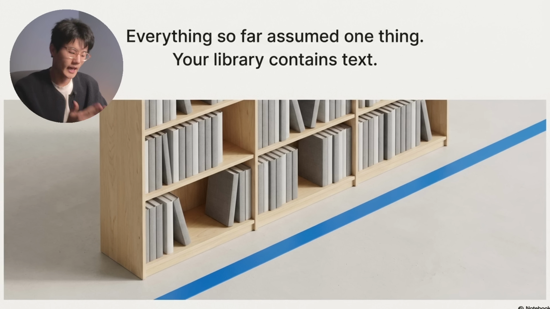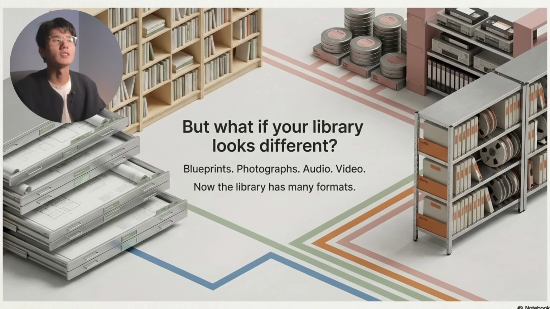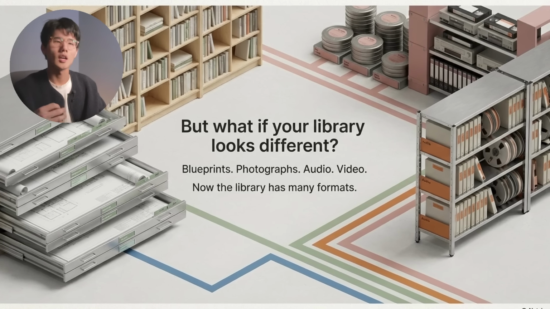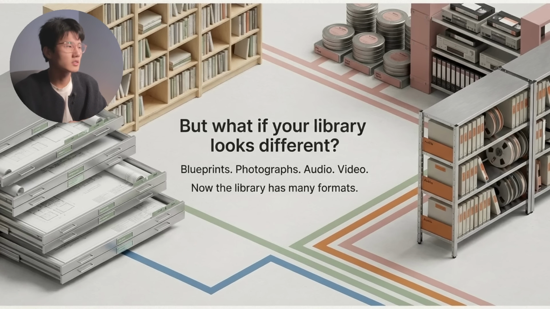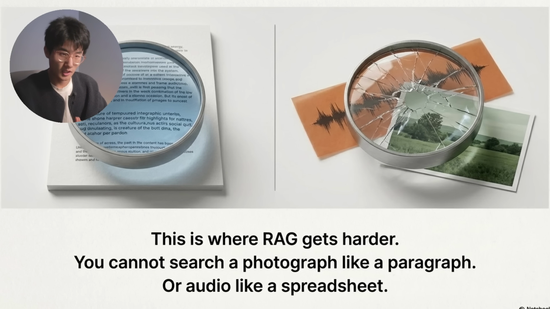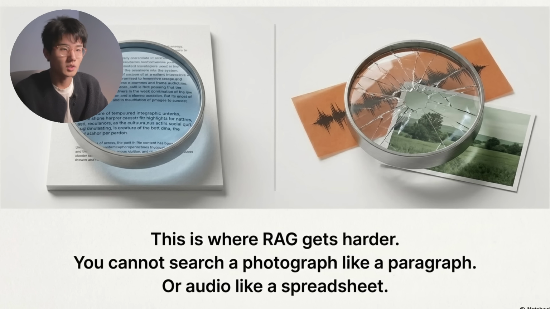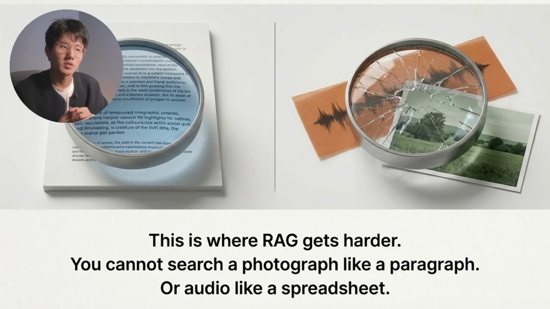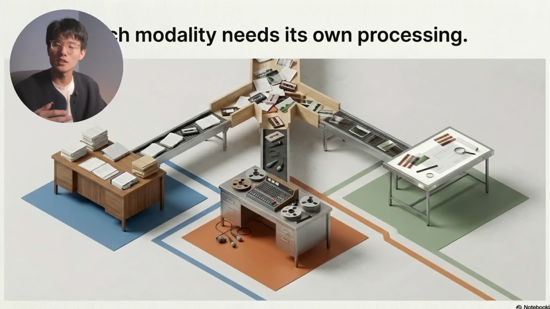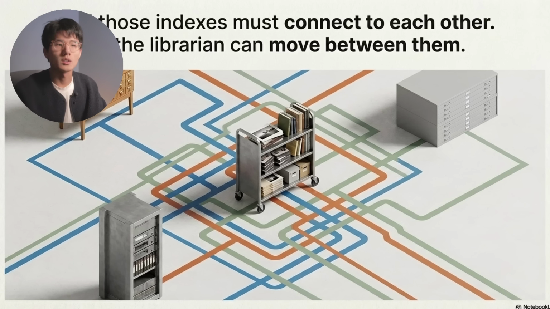One more thing before we move on. Everything I've described so far assumes your library contains text. Only text, words on pages. But what if your library has blueprints, photographs, images, audio recordings, slide decks, code repositories, videos? That is where RAG gets significantly harder. Each type of content needs its own way of being searched, right? You cannot really search a photograph the same way you search a paragraph. Each modality needs its own processing, its own index, and they all need to be linked together.